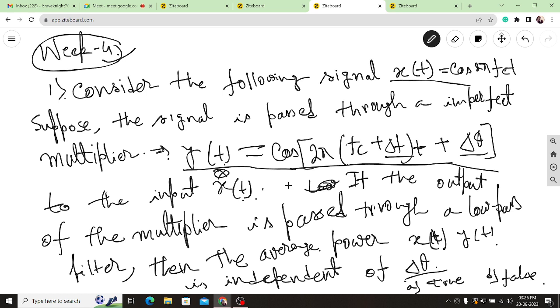So once more, I'm just telling the question. The question says that we have a signal x(t), that is cos 2 pi fc t, and it goes through an imperfect multiplier. The imperfect multiplier has a frequency imperfection and a phase imperfection. The output of this multiplier, x(t) into y(t), is passed through a low pass filter, and then we obtain the average power of the output, and that average power is independent of del theta. We have to comment whether this statement is true or false.